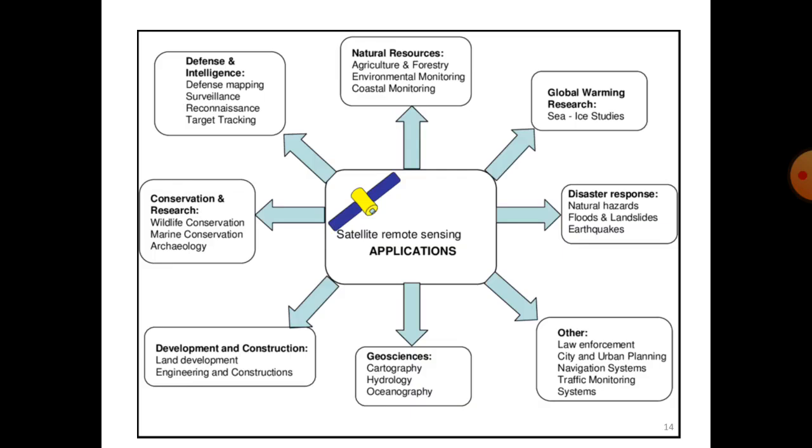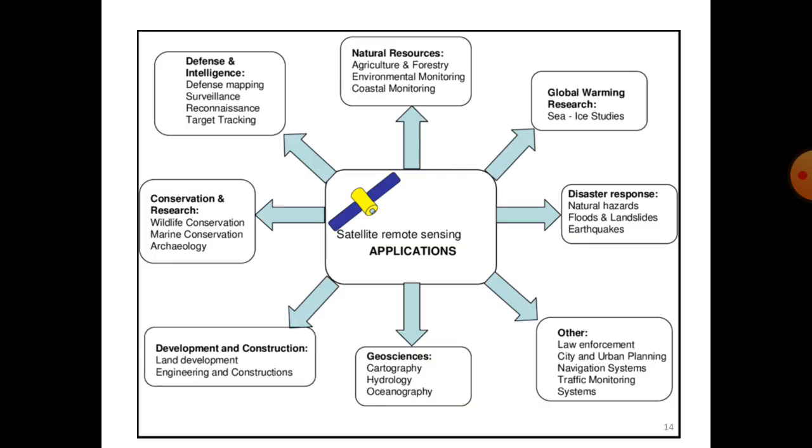It helps in mapping the defense areas such as the line of control, and even target tracking can be done by using satellite remote sensing. It is also used to gather the information about the natural resources, such as details about a forest or agricultural field, coastal area, environment, atmosphere, etc.